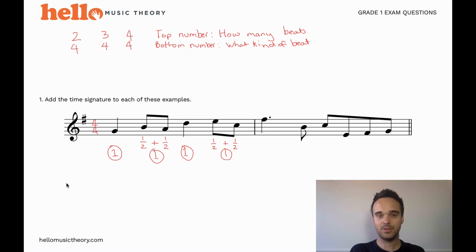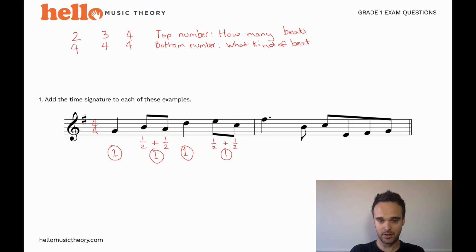But it's important when you're doing an exam or a mock exam that you check that you've got the right answer. And that's why we've got a second bar. Most of the examples in the exam are going to have 2 bars so that you can check that you've got the right answer. So before we decide fully that we're happy with this answer, we're going to work out how many beats there are in this bar as well.